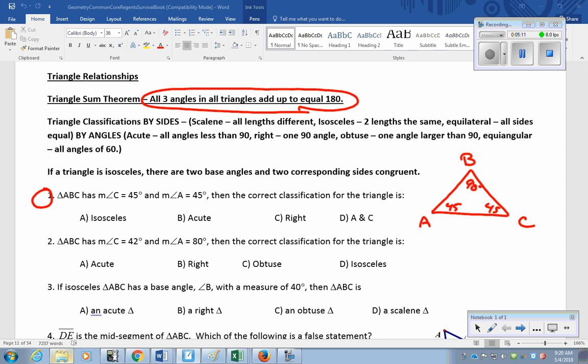Now they're going through classifications: isosceles, acute, and right triangle. If I look at the definitions above, isosceles means two lengths the same. Well, if I have two angles the same, then I have two sides opposite that will be the same. So that's true. And since A is right, well, I might as well check C. I don't have to worry about B right now. C, a right triangle. Well, a right triangle has one 90-degree angle, and there you go. So in this case, the answer is going to be D.